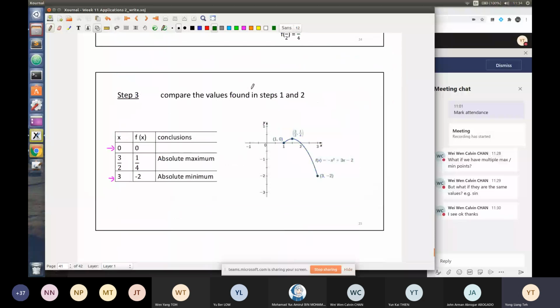So hence, we can see that we have 3 values here. Just a simple comparison will give us -2 here as our absolute minimum, and 1/4 here is our absolute maximum. I hope this demonstrates the idea about EVT and how that can be used to find our min and max in our closed interval. Questions?